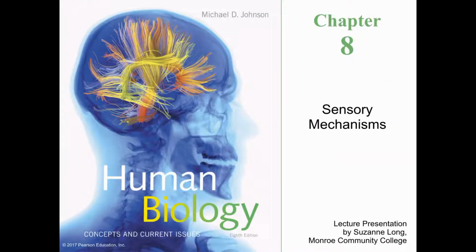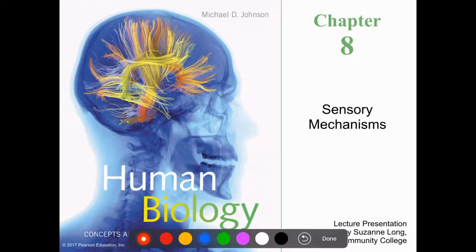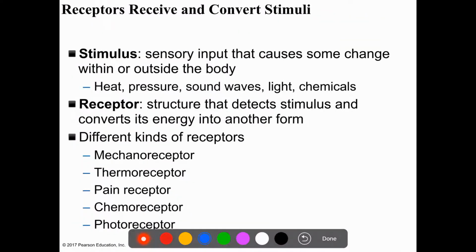In Chapter 8, we will examine some sensory mechanisms. Before going into that, we need to see a few concepts. The first one is the stimulus. The stimulus is what causes the sensory input. And once we receive the sensory input, this would lead to some changes within or outside the body, like heat, pressure, sound waves, lights, chemicals. All of these we consider as a stimulus.